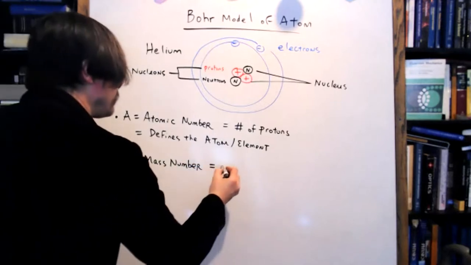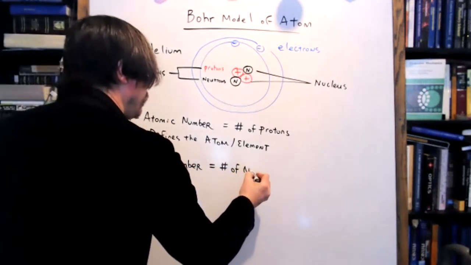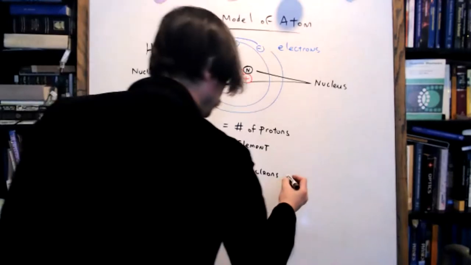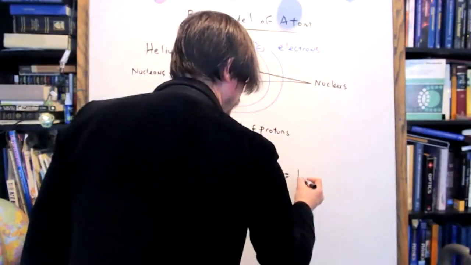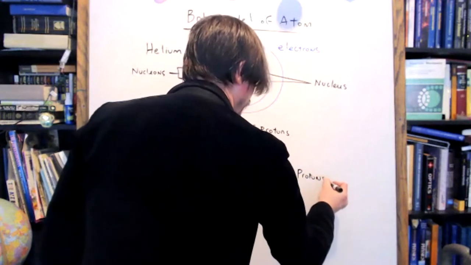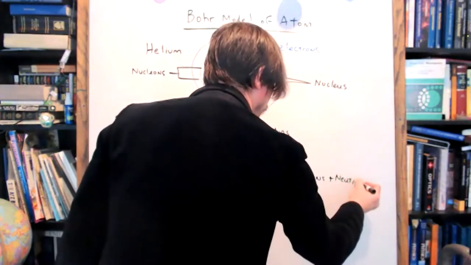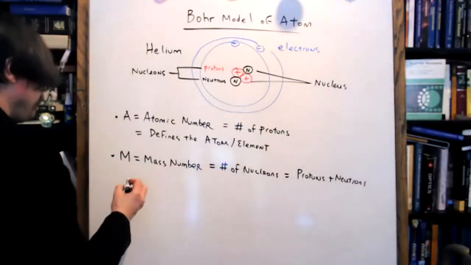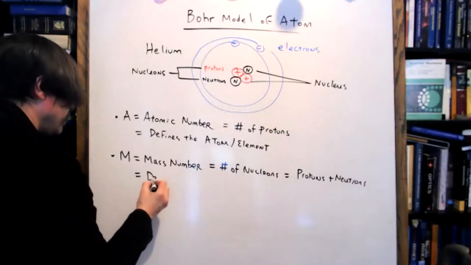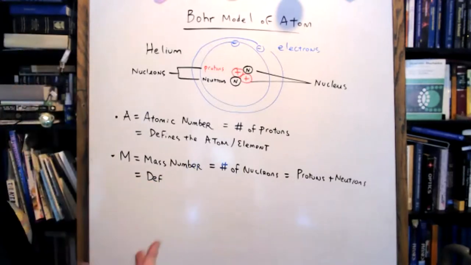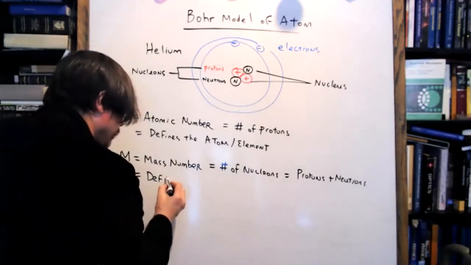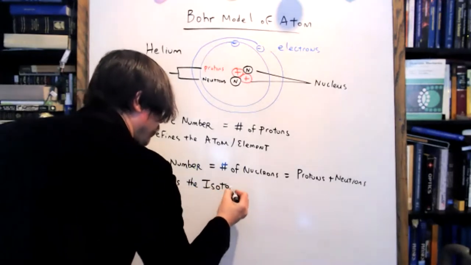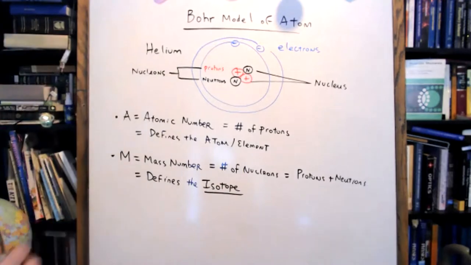The mass number is the number of nucleons in your atom, which basically means it's the number of protons plus the number of neutrons. The importance of the mass number, in addition to sort of defining the mass of the atom, even more importantly, the mass number defines the isotope of the atom.